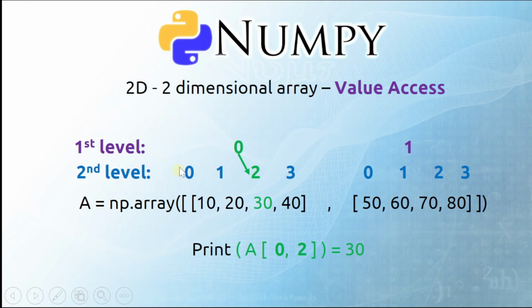Another value for A entirely, that is index 0. Print A[0] would give you this row. Now, inside this row, I need to access index 2. So [0][2]. 30 is at 0, 1, 2.